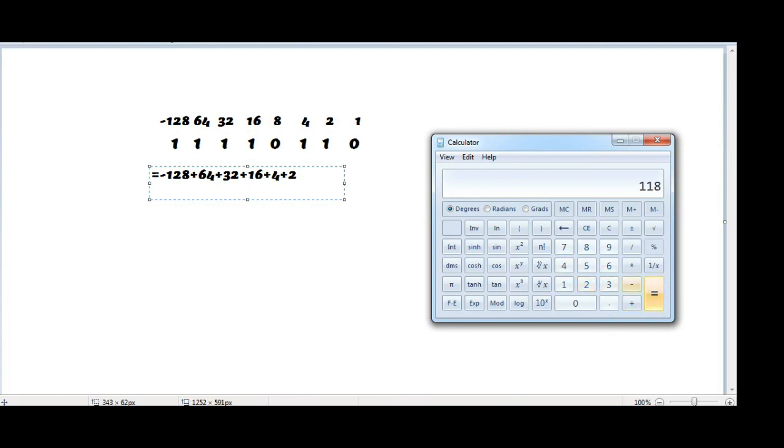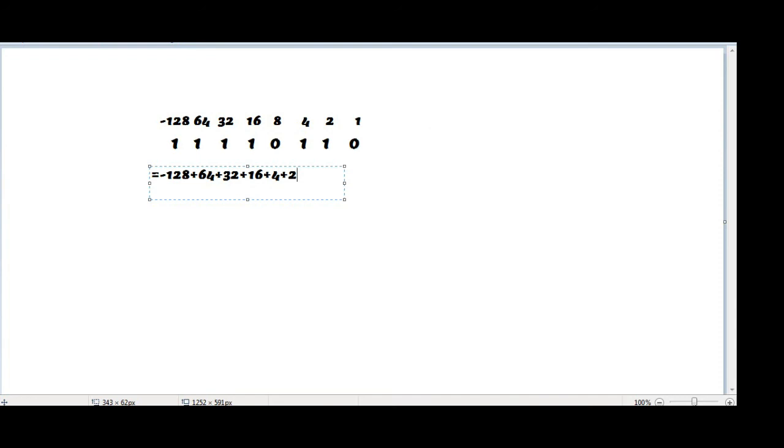First of all, we will add all the positive values and we will subtract them from -128, and our answer is -10. So the decimal equivalent of this binary number is -10. This is how to solve this exercise. Thank you.